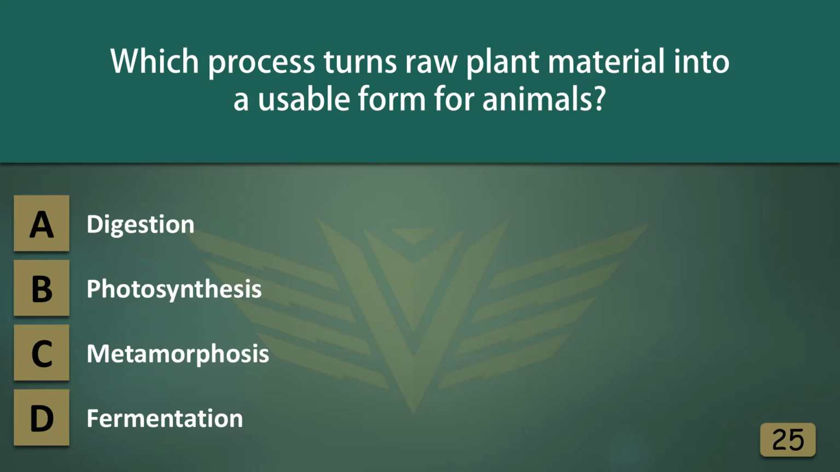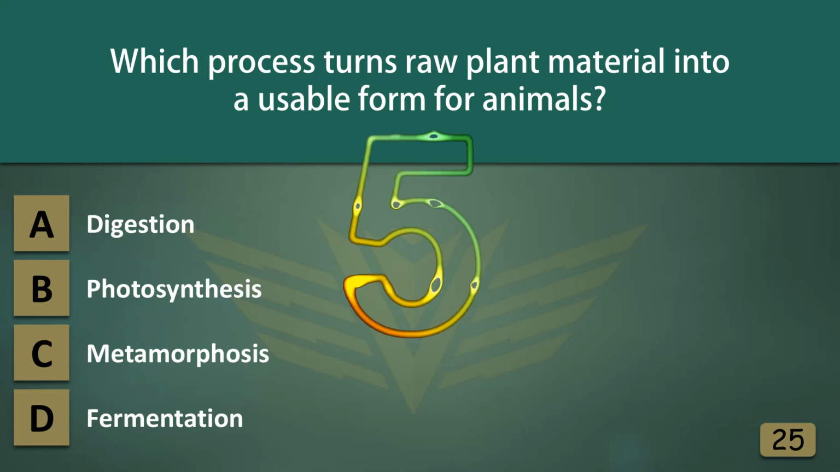Which process turns raw plant material into a usable form for animals? A. Digestion. B. Photosynthesis. C. Metamorphosis. D. Fermentation.